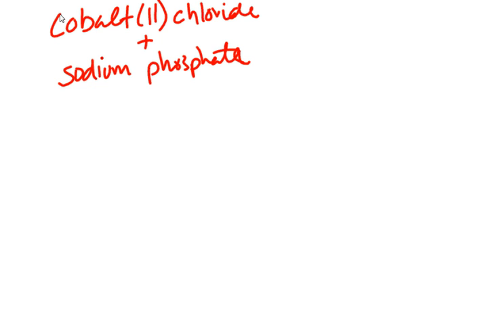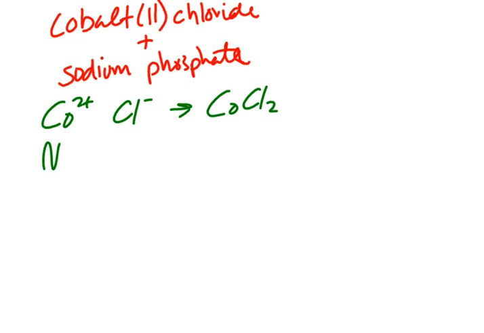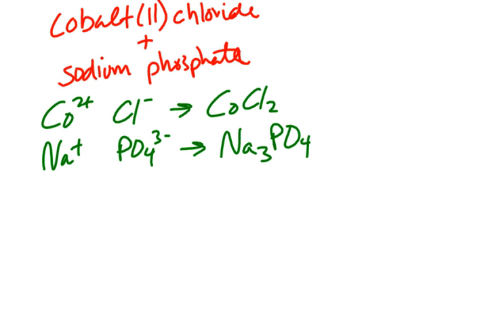So the formula for cobalt 2 chloride, right? Cobalt is 2 plus, chloride is Cl minus, which means it would be CoCl2. And then sodium phosphate is Na plus, and the phosphate is PO4 3 minus, making this Na3PO4. All right. So what you're going to do is, like I said, make your chemical equation.